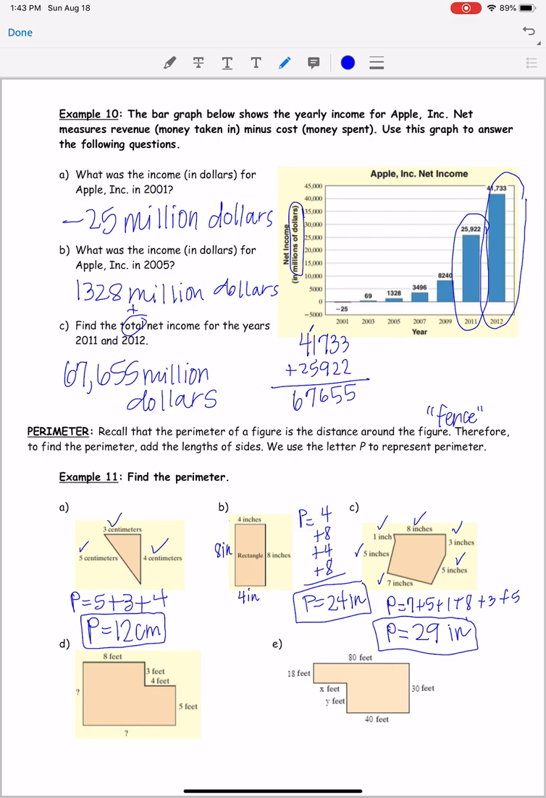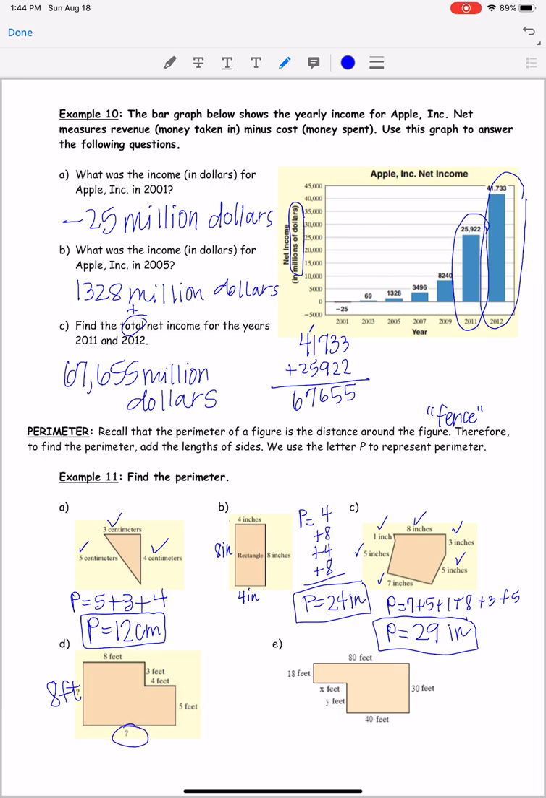Now D and E are the exact same thing, but notice that like on D, you've got some question marks. On E, you've got some X and you've got some Y. You've got to use this diagram to be able to find those sides. So for example, to find this side right here, this side is the same as this and this added together. So you've got 5 here, you've got 3 here. So it means this whole side, add them together, is 8 feet.